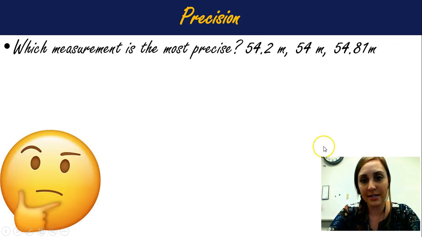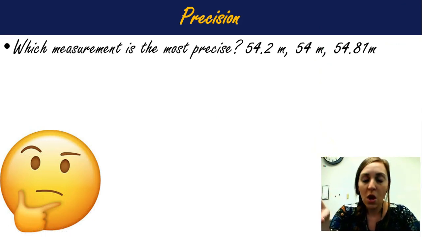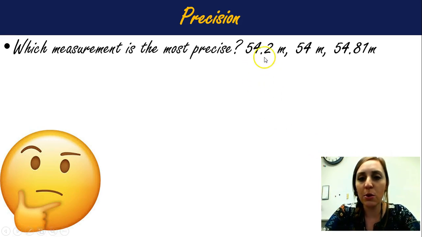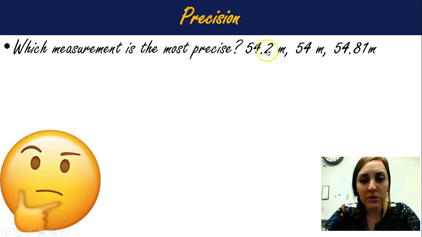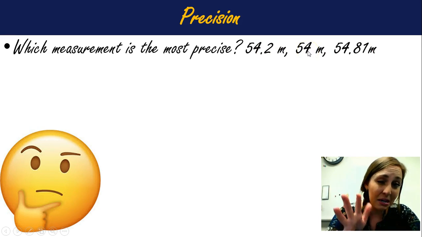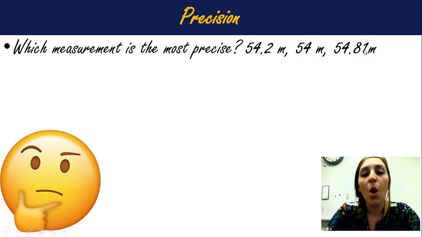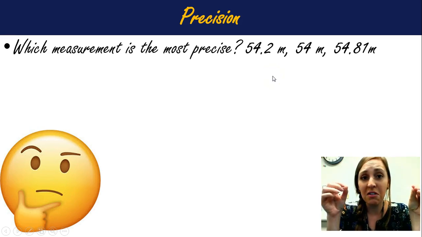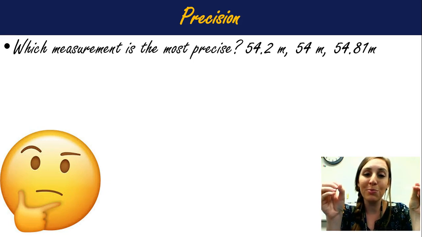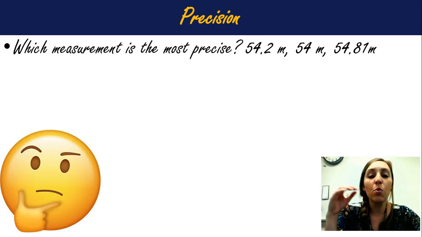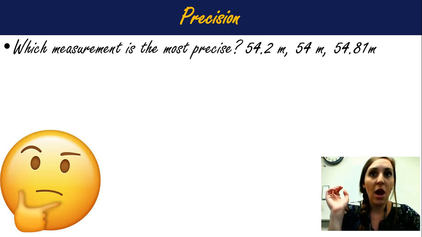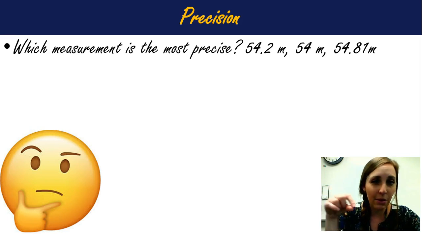Which measurement is the most precise? Meaning, if you were to repeat this measurement, which would be actually most similar? So if you were to repeat 54.2 meters, or 54 meters, or 54.81 meters. Remember that the last digit is estimated. So that means this 2 is maybe, this 4 is maybe, and the 1 here is maybe. Which of these has the smallest amount of unsure? That's going to be your most precise measurement, because if you repeat that measurement, then you have the smallest amount of estimation. So which of these measurements is the most precise means what do you know the most about, or what's the least amount of unknown.